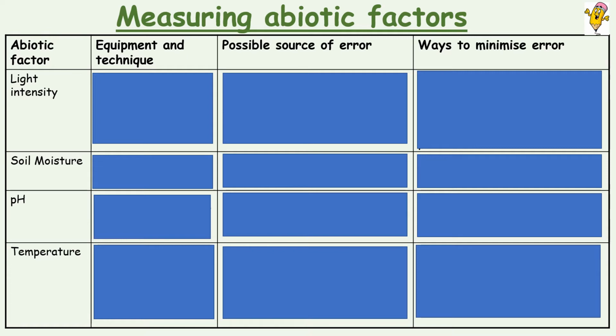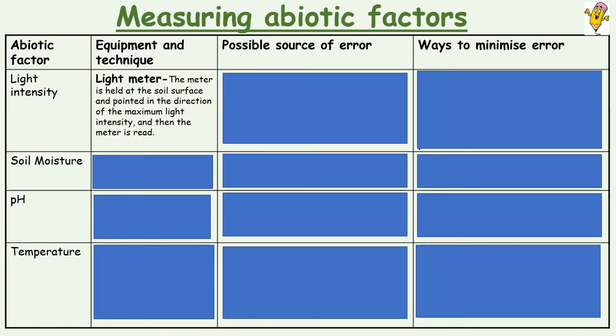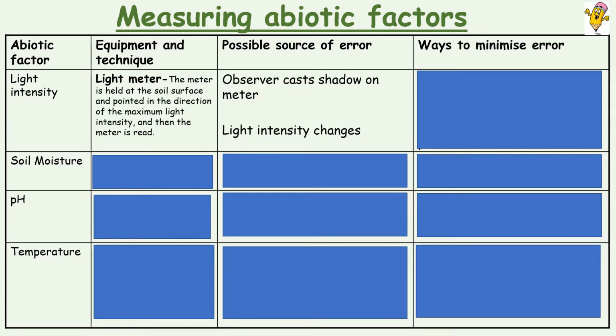So for light intensity, the equipment and the technique, your light meter would be used, and the meter would be held on the soil surface and pointed in the direction of maximum light intensity, and then the meter would be read. The possible sources of error would be that the observer casts a shadow on the meter or the light intensity changes. To minimize this, for the observer casting a shadow over the meter, you'd make sure that the observer stands to one side of the meter and does not cast a shadow. And for the light intensity changes, you'd make sure that all measurements were taken at near the same time of day as possible.